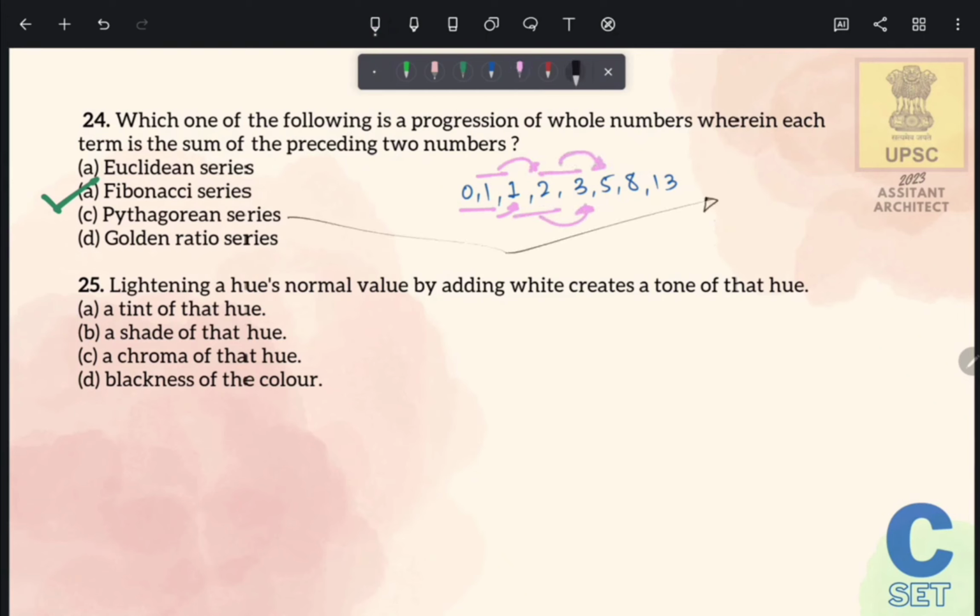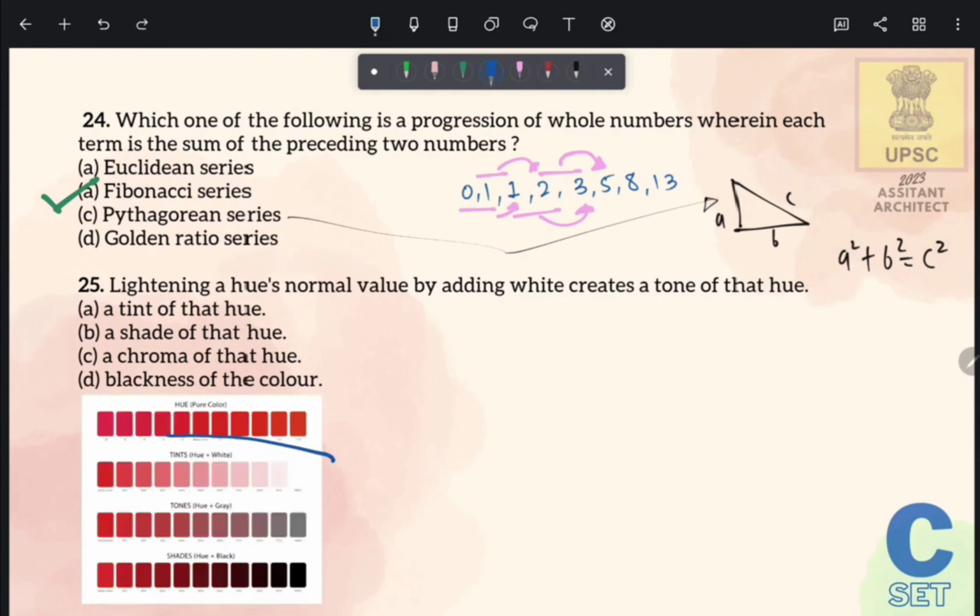We all know Pythagoras theorem, which applies to a right angle triangle, in which the square of height and base of a right angle triangle is equal to its hypotenuse. Next question is lightening a hue's normal value by adding white creates a tone of that hue. When you add a white color in any of its base color, then it makes the tint of that color. Therefore the correct answer of this question is option number A, a tint of that hue. Similarly, if you add a black color, then it will create its shades. Shades are the addition of black color.